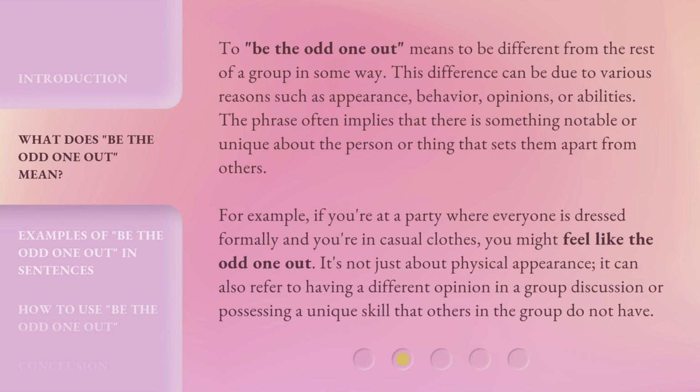To be the odd one out means to be different from the rest of a group in some way. This difference can be due to various reasons such as appearance, behavior, opinions, or abilities. The phrase often implies that there is something notable or unique about the person or thing that sets them apart from others. For example, if you're at a party where everyone is dressed formally and you're in casual clothes, you might feel like the odd one out.